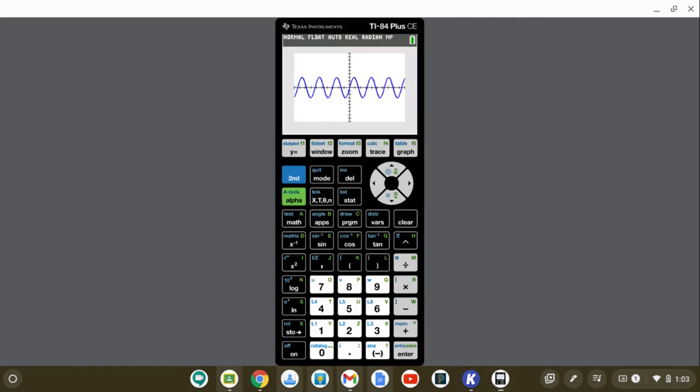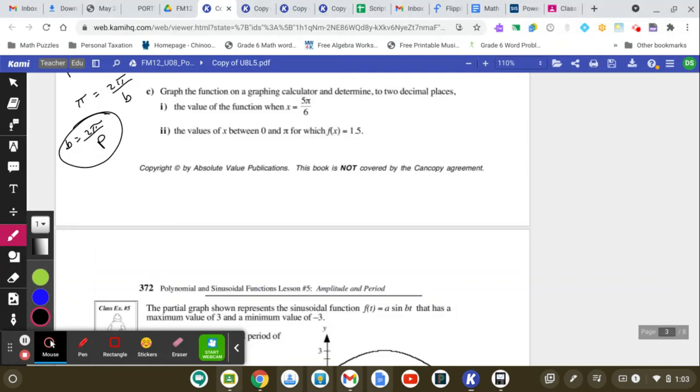Who remembers how to put that on my graphing calculator? When x is equal to, trace. So I'm going to hit trace, and I'm going to say 5 pi over 6. And tell me what it is to 3 decimal places. Negative 2.598. Did you all get that? 2 decimal places would be negative 2.60. Good to go?